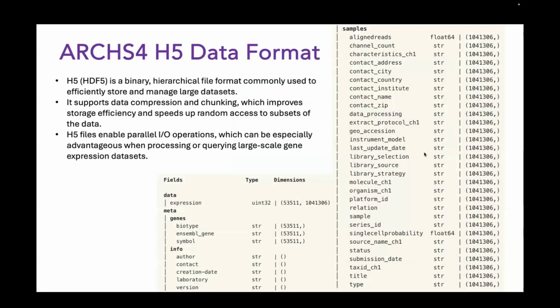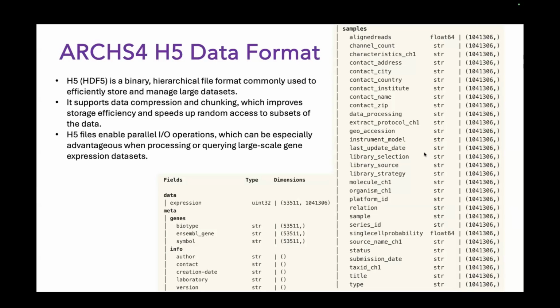Okay, so now we move to the programmatic part of the ARCHS4 project. The main thing we use to distribute the ARCHS4 data is the H5 file format. It's a binary file, but it has really nice features: it's a hierarchical format, and you can store large datasets very efficiently. It's compressed, and the key thing is that it allows you to extract only the parts of the data that you're interested in, which is really important for this gene expression matrix.